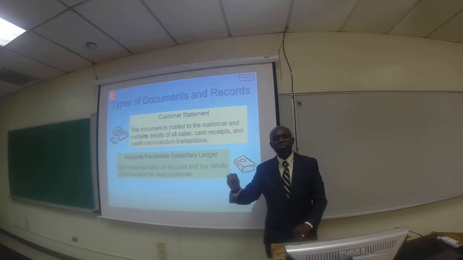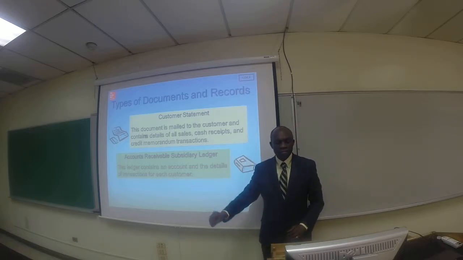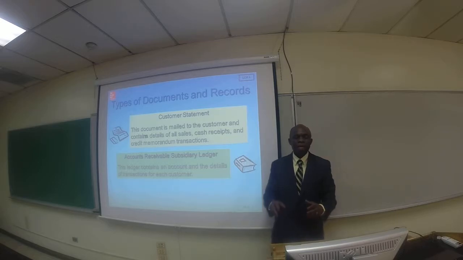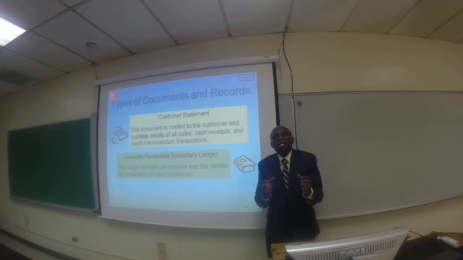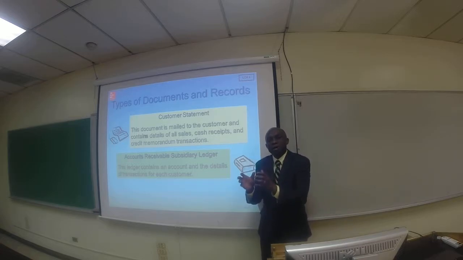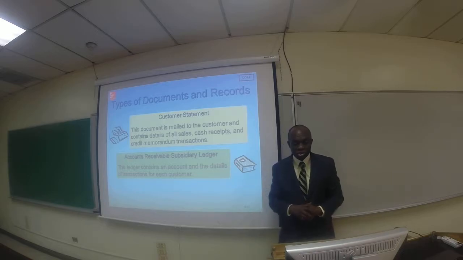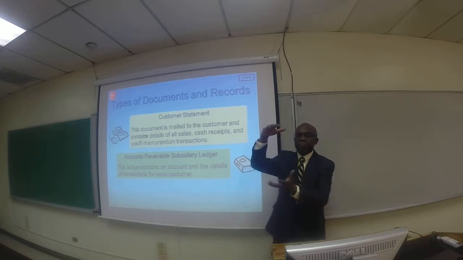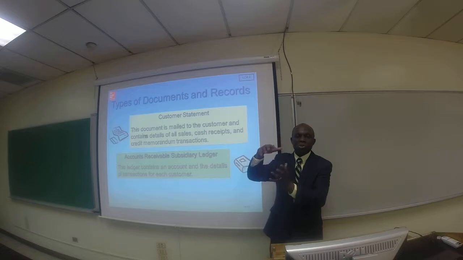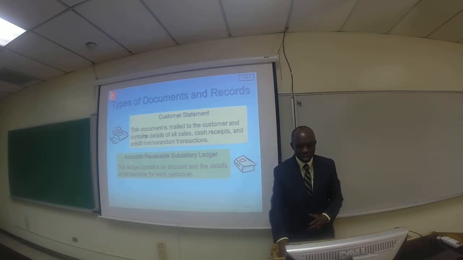Let's take a look at accounts receivable subsidiary ledger. That's a pretty fancy name. Remember the general ledger? The general ledger is an accounting record. The accounts receivable subsidiary ledger is another accounting record that is specifically used to keep track of individual customers that owe us. All right, so we call that accounts receivable subsidiary ledger. So if you have a big book or ledger, each page is specifically for each customer that owes us.